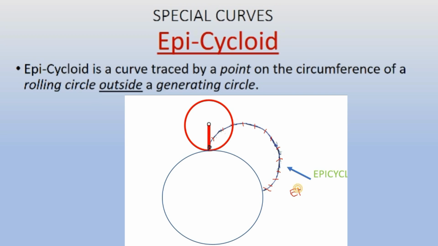Earlier for cycloid there was a straight line, but here we are having a generating circle on which the circle was rolling. This is going to be our epicycloid.